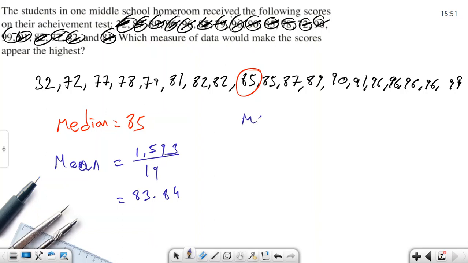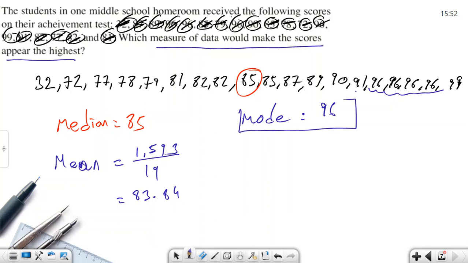Now let's calculate the mode. Mode is the most repeated number. What is the mode? 96. Repeated 4 times. So mode is 96. So which measure of data would make the scores appear highest? If you use the mode, it shows the scores the highest. The others are 85 and 83. So mode is the highest one. And that's the end of that video.